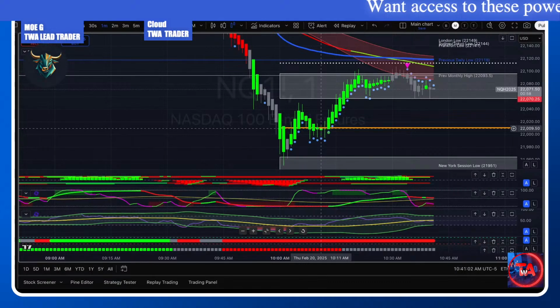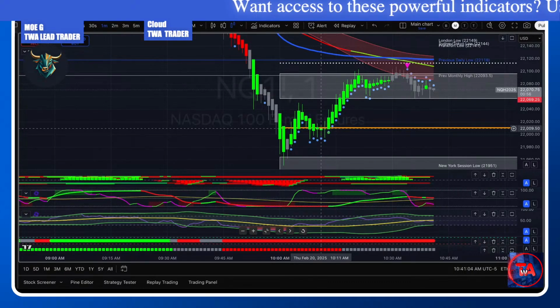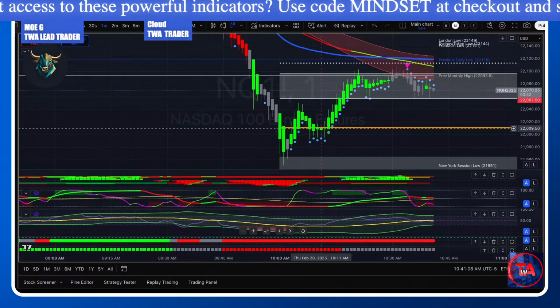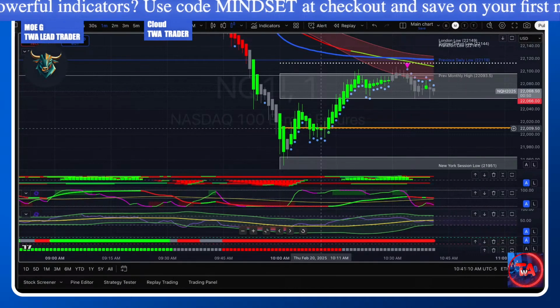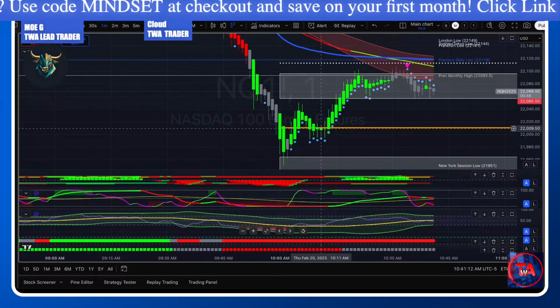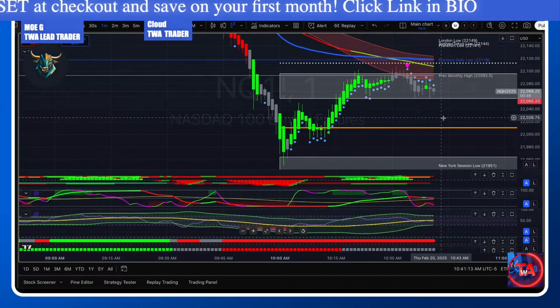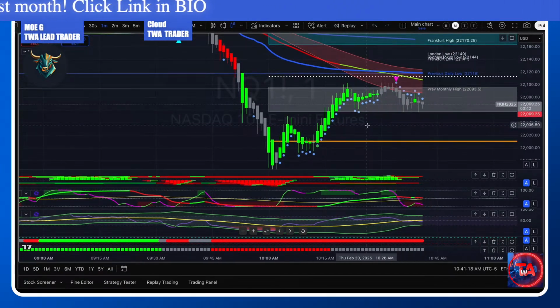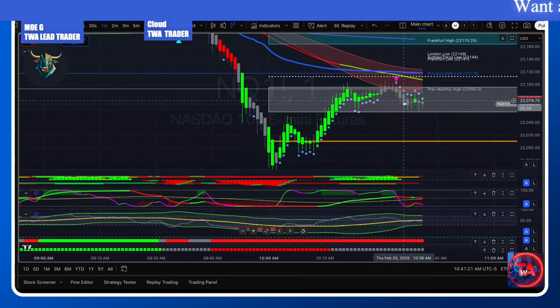And if you look again, we have had a 5 minute candle close above this 22,100. God, I hate NASDAQ today. I'm showing the Heikin Ashi candles to kind of show you a little bit more direction of the market on a smaller time frame.